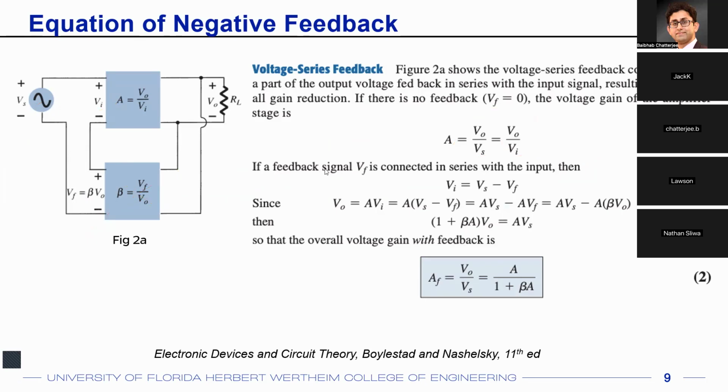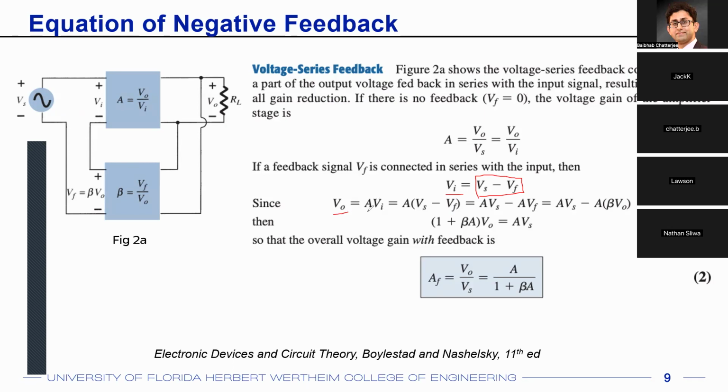So if your feedback signal VF is connected in series with the input, what you can write is VI equal to VS minus VF. And remember, in this case, we are doing a negative feedback. That's why, to answer your question, your VI is VS minus VF. If it were a positive feedback, it would have been VS plus VF. That's the only difference. So you have VS minus VF as your VI.